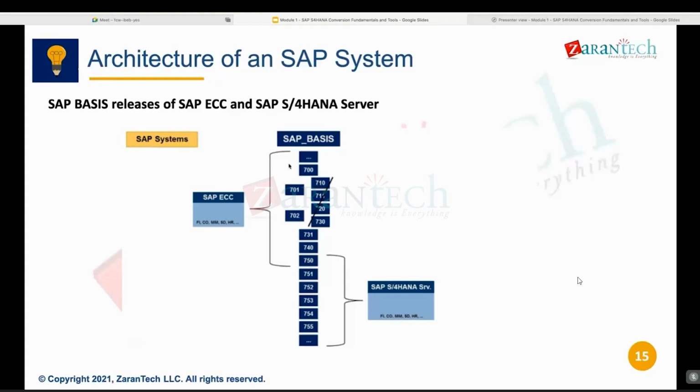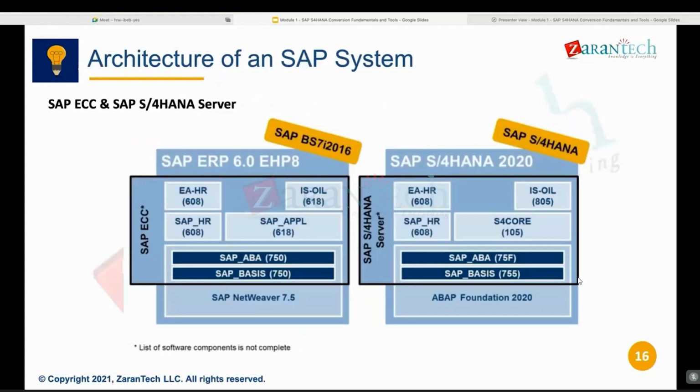With the old SAP Basis versions, you will not be able to do the conversion to S4HANA. So what you have to do is get it to a minimum of 750, or upgrade it, and then you start doing the conversion. Okay. So good. Because I'm trying to compare ECC versus S4HANA so that you get a good picture.